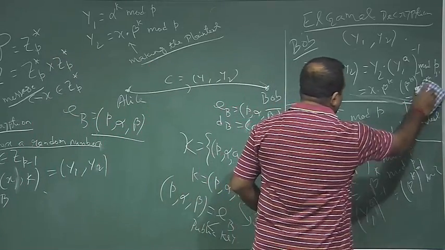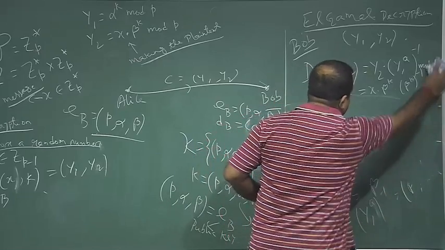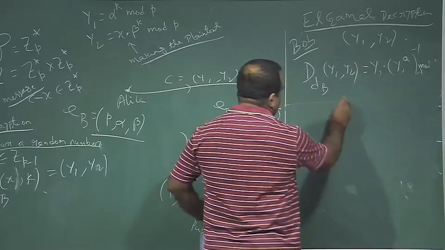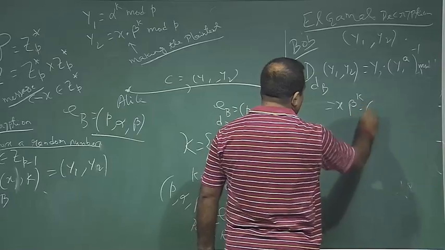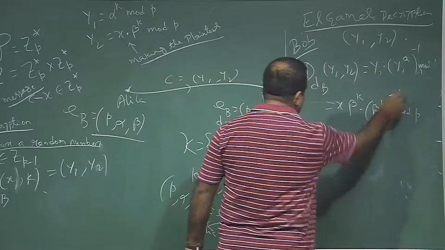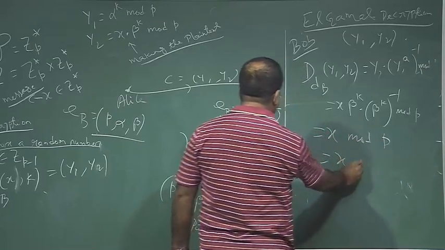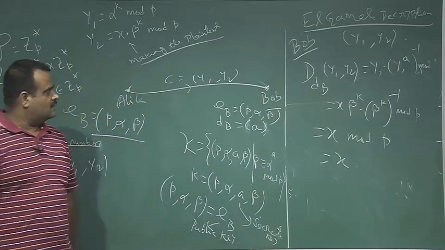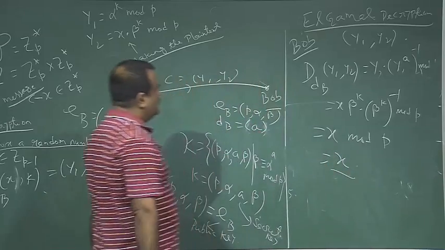Yeah, we can just write this on this side. This may not be visible there. So, basically it is x into beta to the power k into beta to the power k inverse mod p. So, these two are cancelling out, it is basically x mod p. It is basically x, because x is coming from Zp star. So, Bob is getting the plain text.